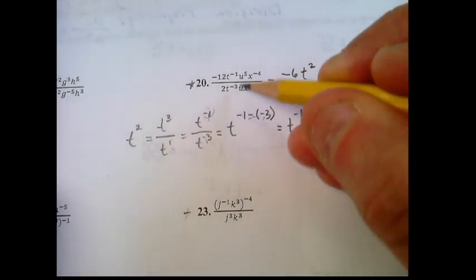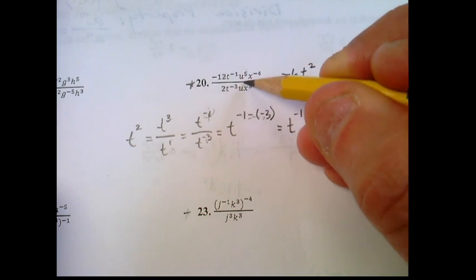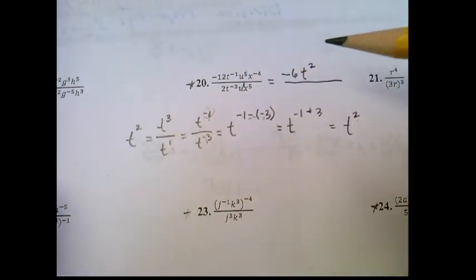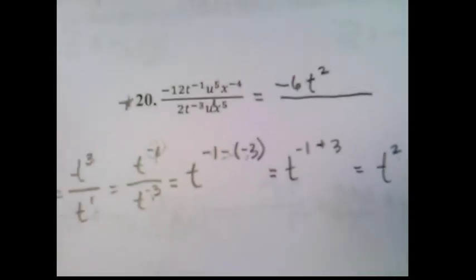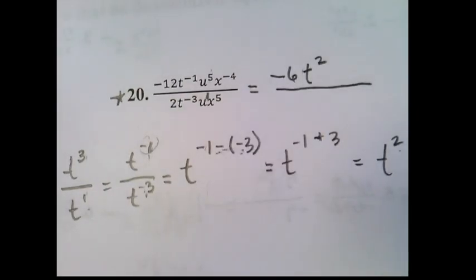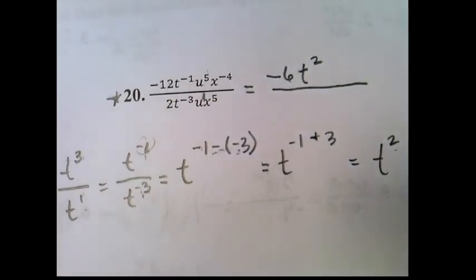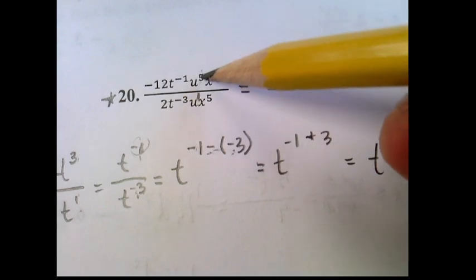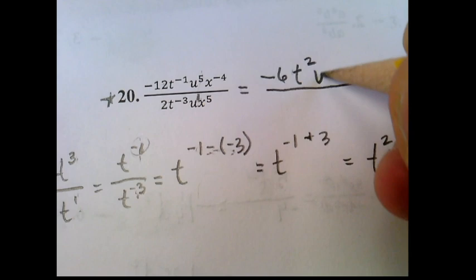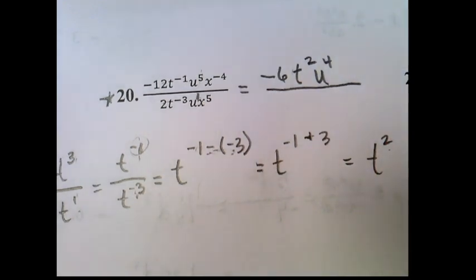Okay? Now the next one is u to the fifth over u to the first. Make sure you have a 1 right there for u to the first. Okay? I realize that's kind of hard to see. If I do that, is that better? There we go. Okay. So u to the fifth divided by u to the first, I'm going to subtract those exponents. 5 minus 1 is 4. So I'm going to put u to the fourth.